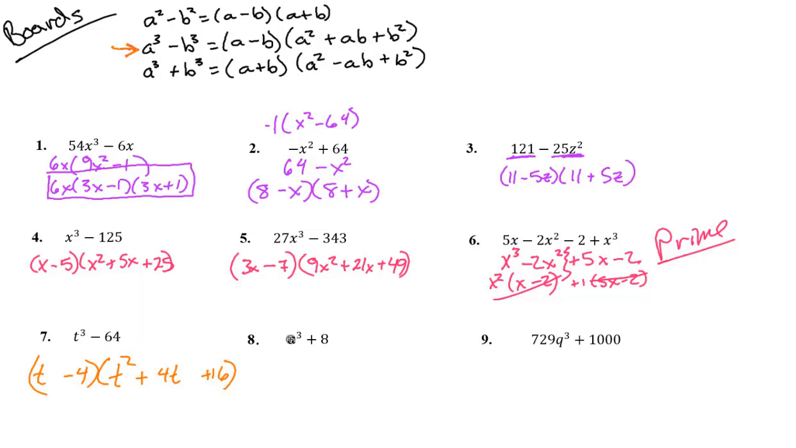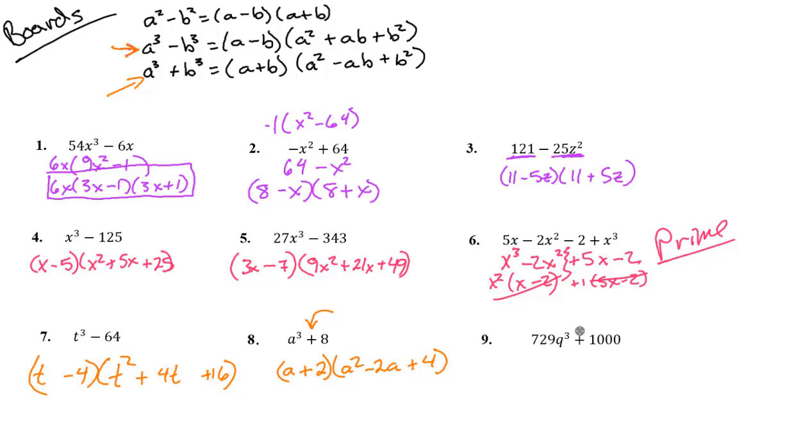Good. A cubed plus 8. This is a sum of perfect cubes. So we are going to be using this formula now, which is a plus 2 times 2. That's 2 cubed. So we're using this formula. So we have a squared minus 2 times a plus a 4. That's that formula right there.